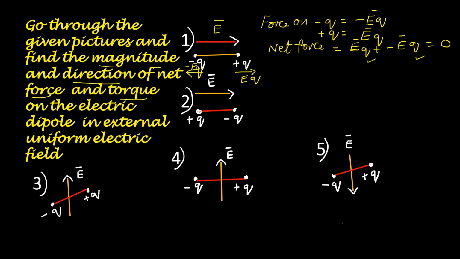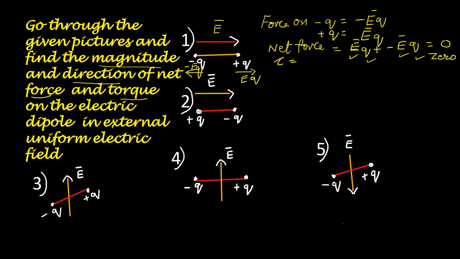Magnitude of EQ and negative EQ are the same because Q has the same value. So, the total becomes 0. This is true for all the 5 cases given. So, the answer for that section is the net force on the dipole is 0.